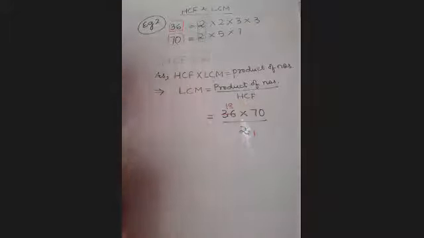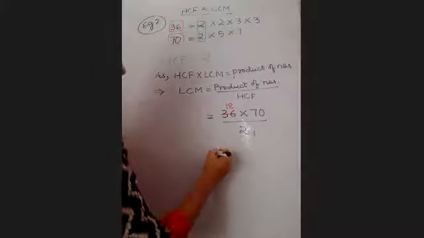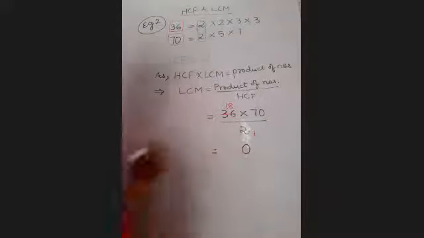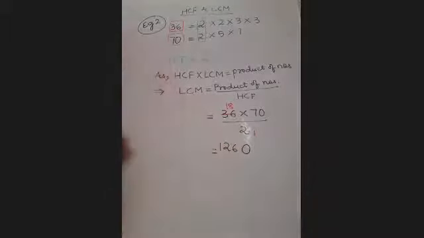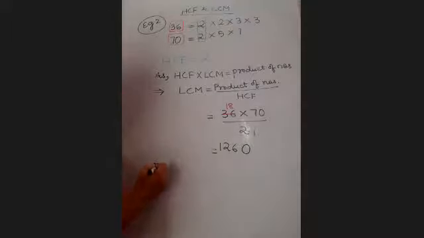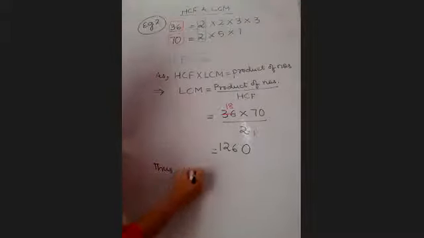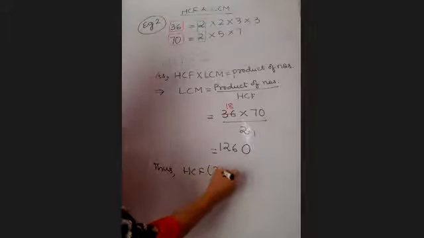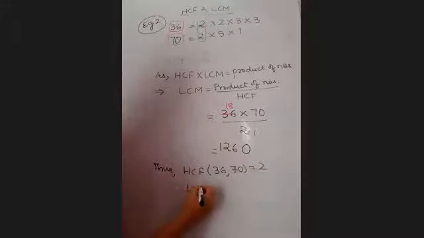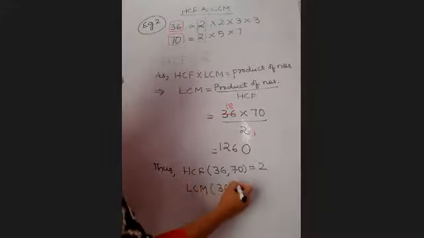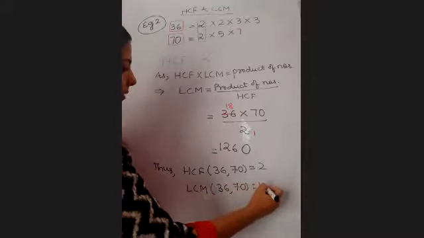Now, what is 18 into 70? That we have to do. Find 18 into 7. Yes. So this is LCM. So we have calculated thus HCF of 36 and 70 is 2 and LCM of 36 and 70 is 1260.